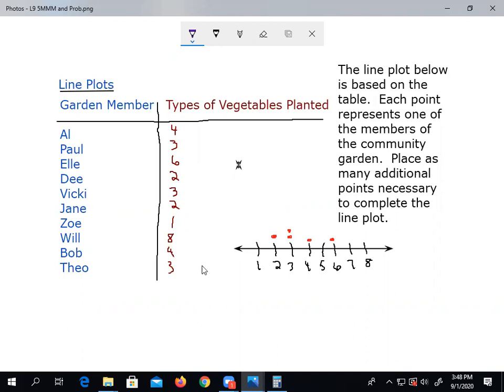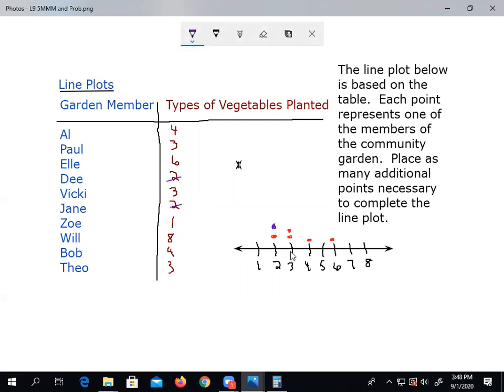So if we look across here, the 2s, we have 1, 2 2s. So I need 2 of those. So I'm missing a person. So now I've got the 2s marked off.